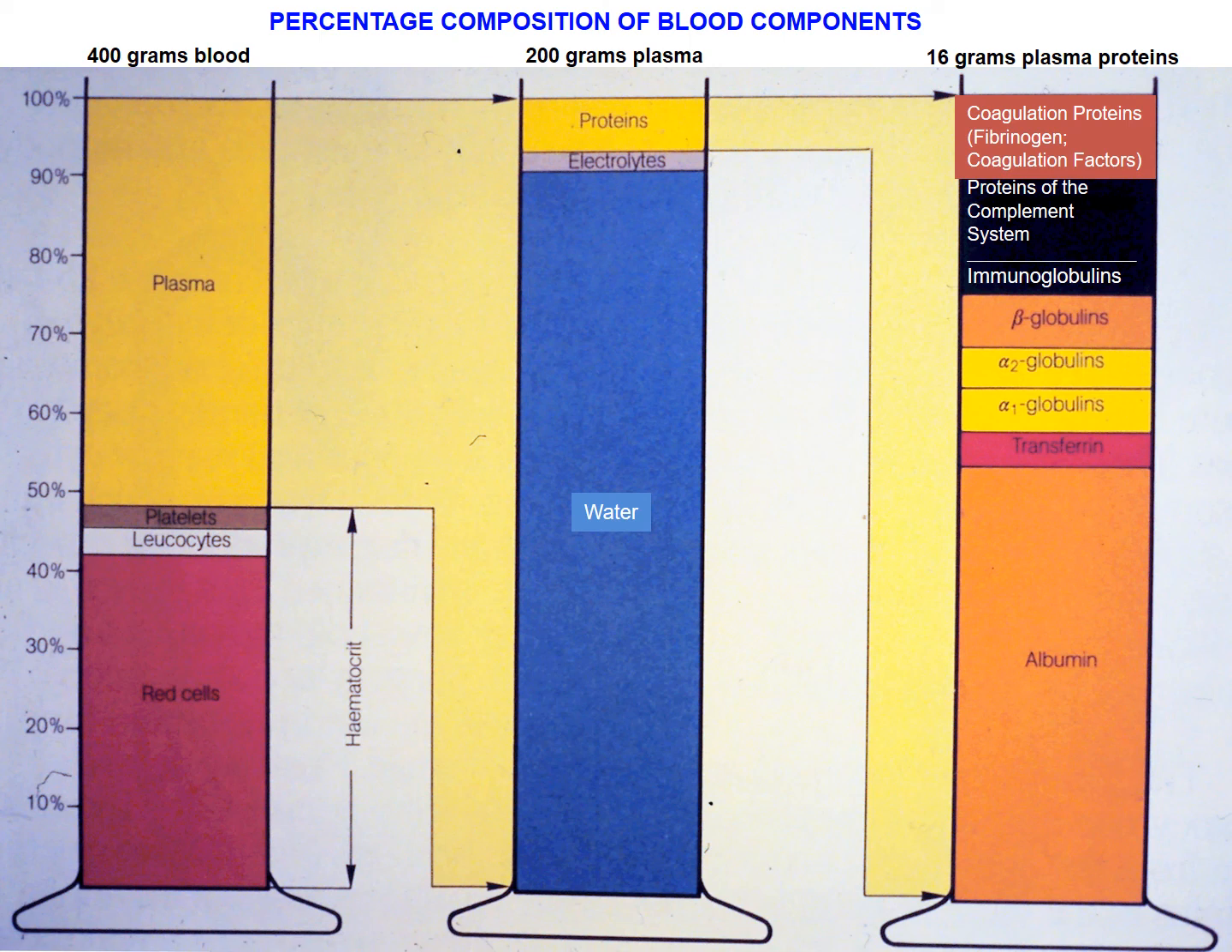The percentage composition of blood components is illustrated schematically on this slide. Focusing on the liquid part of blood, plasma accounts for approximately 55% of whole blood volume. Inside this water environment, 7% are dissolved proteins. There are many dissolved proteins as shown on the test tube on the right. We will focus on the coagulation proteins, specifically fibrinogen and the coagulation factors, in the present lecture.